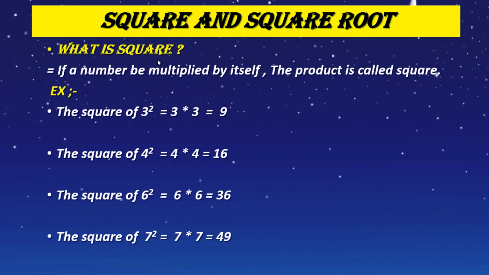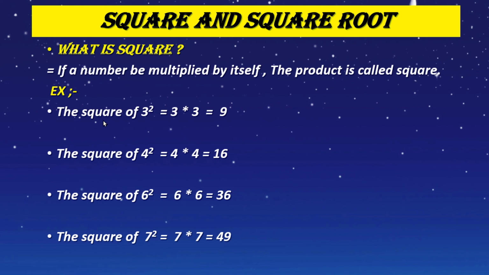Square and square root. What is a square and what is the definition of a square? If a number is multiplied by itself, the product is called a square. Let's take some examples.